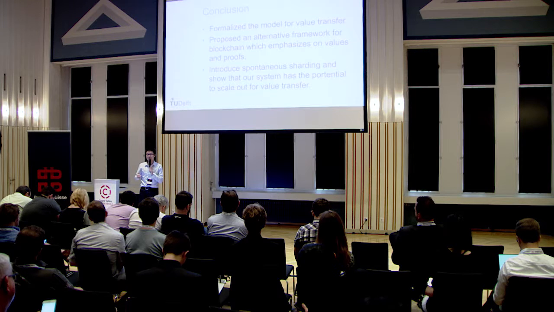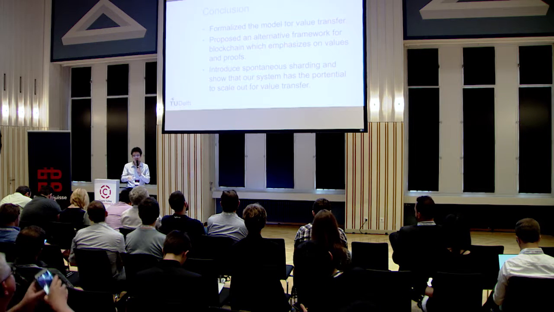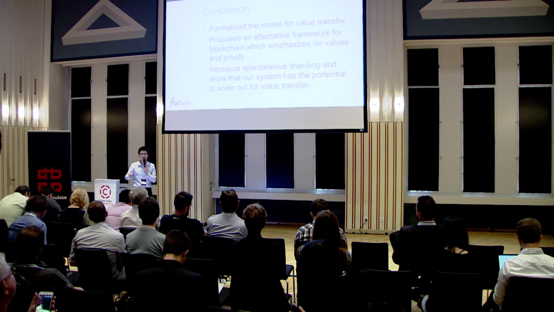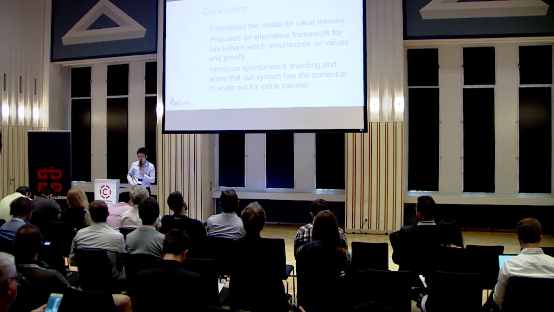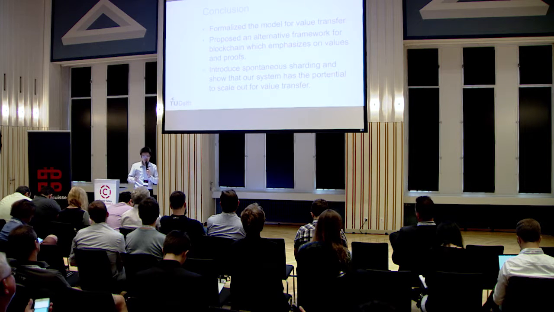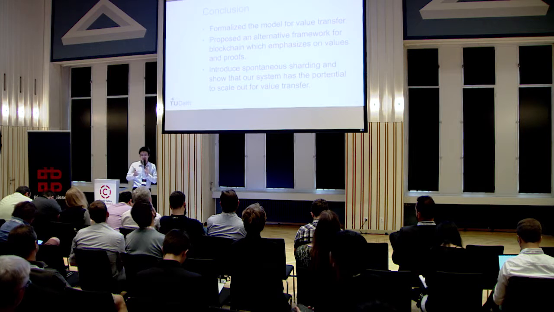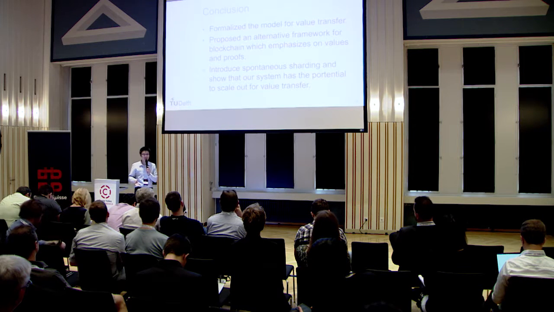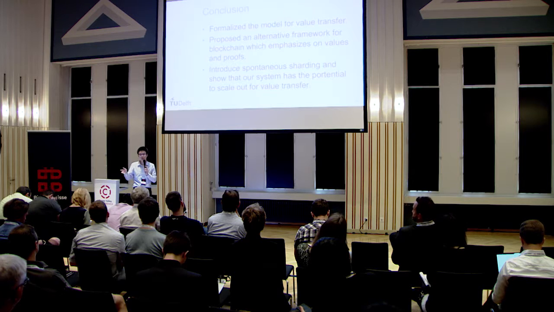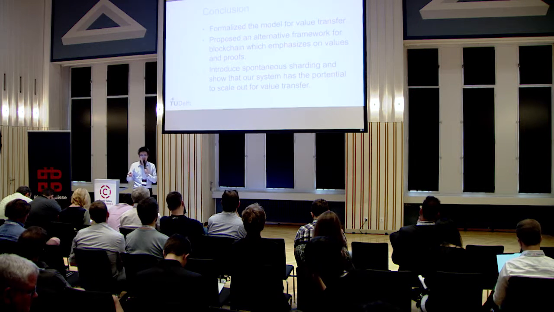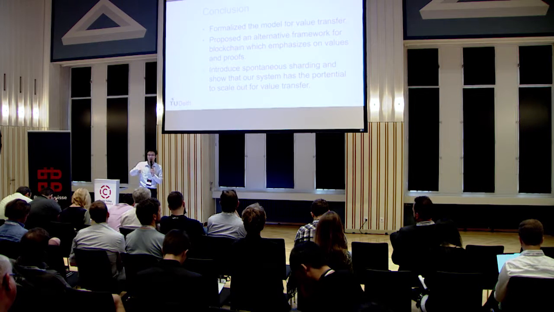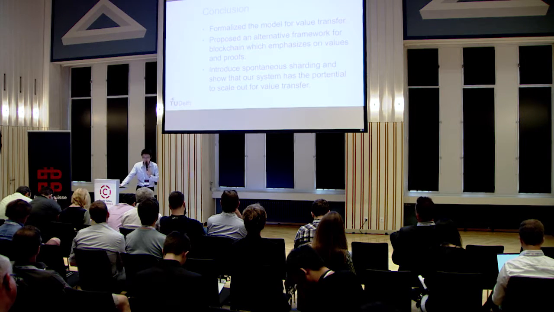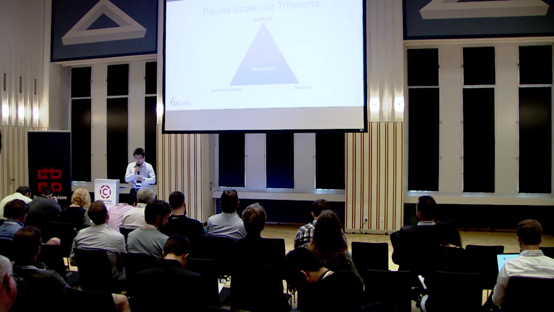We define this, that they are rational. The value transfer has a certain property so that they don't want to cheat. And also we propose an alternative framework for blockchain, and we emphasize values and proofs. We claim that this is very good for value transfer systems. Because we introduced something called spontaneous sharding, in this system the proofs are not the whole transaction set, so the value tends to only cycle in a small group, and eventually the system could have the potential to scale out.